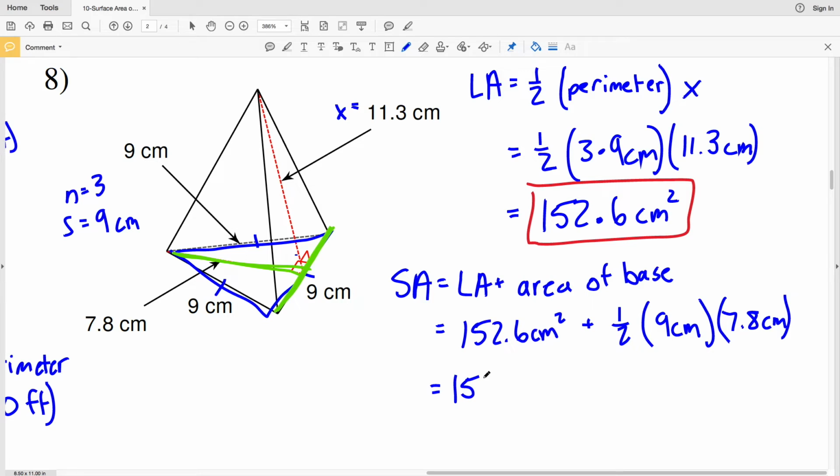So that'll be 152.6 centimeters squared plus 1/2 times 9 times 7.8, which is 35.1 centimeters squared. So the base area is 35.1 centimeters squared, and when we add that to the lateral area of 152.6, we get that the entire surface area is 187.7 centimeters squared.